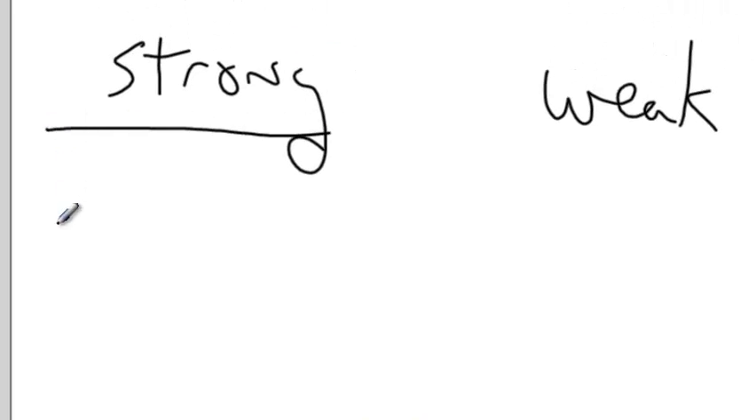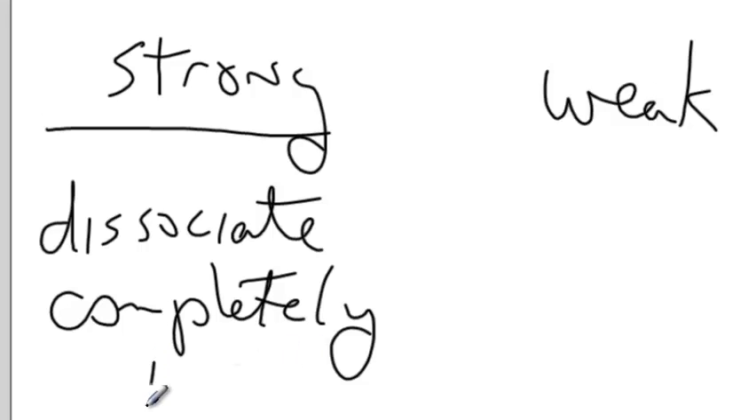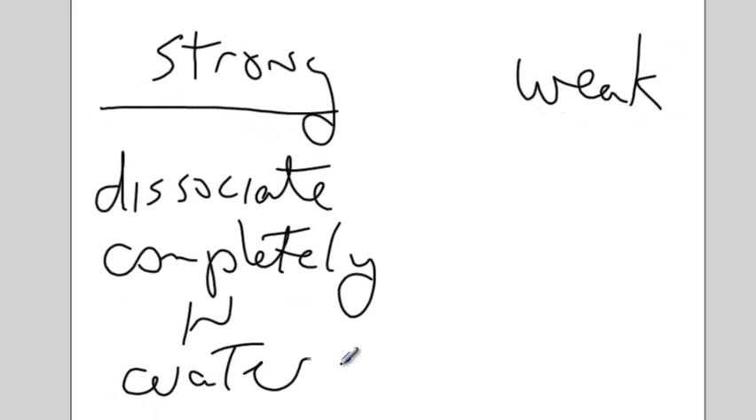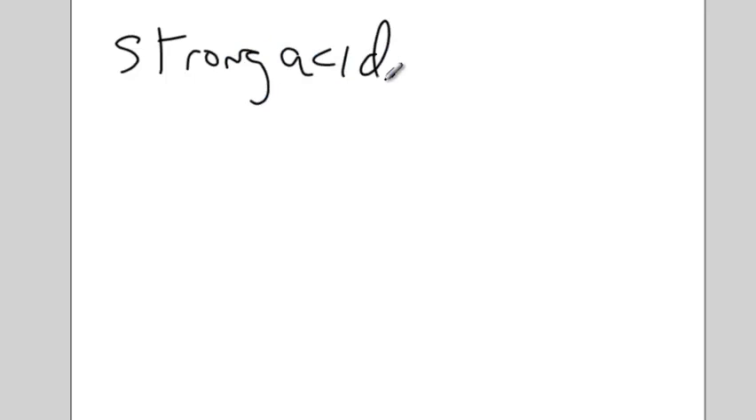Now why is this important? Because strong things dissociate completely in water. Weak things do not. They only dissociate a very, very little bit. Okay? And this is important when you're writing your net ionic equation. So, let's start simple. A strong acid plus a strong base.